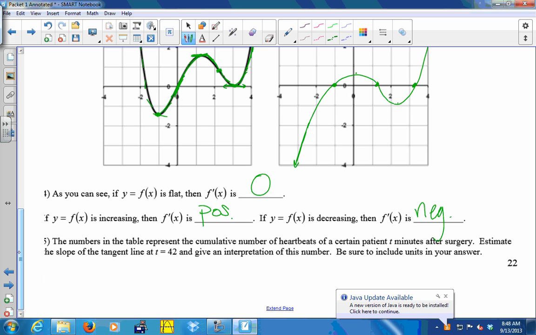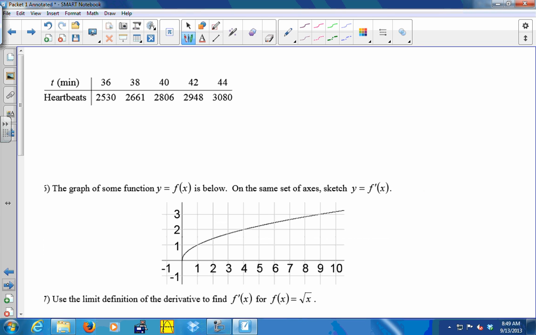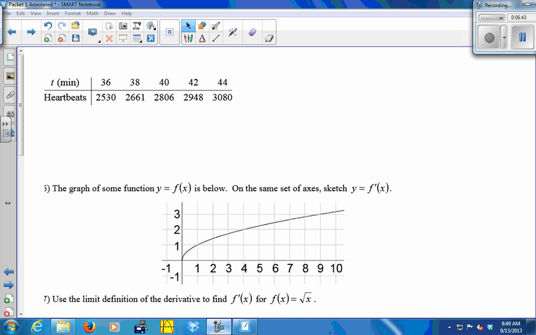Okay, so the numbers in this next table on the next page represent the cumulative number of heartbeats a certain patient has t minutes after surgery. We want to estimate the slope of the tangent line at t equals 42 and give an interpretation of this number. What does that number mean for the patient? I would like you to discuss that one in your groups for a minute or two, and then we'll go over it together.